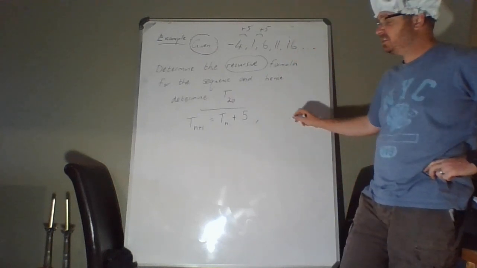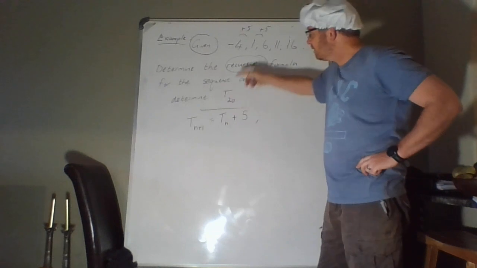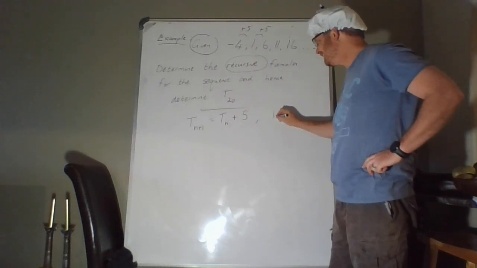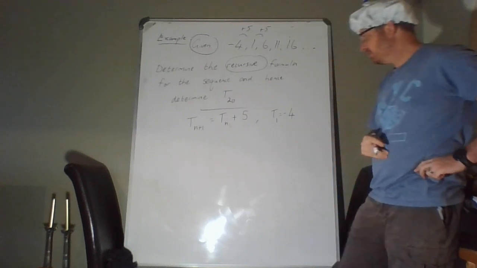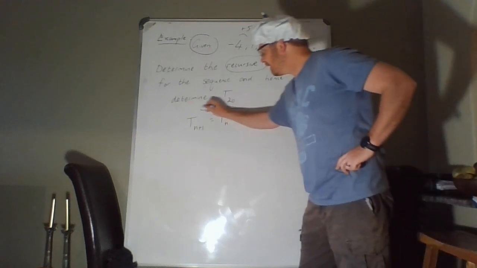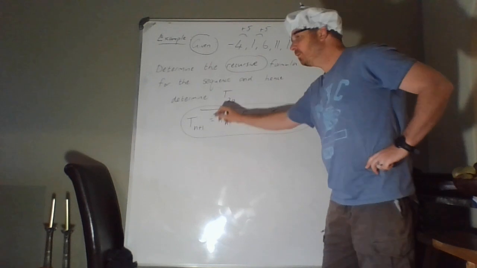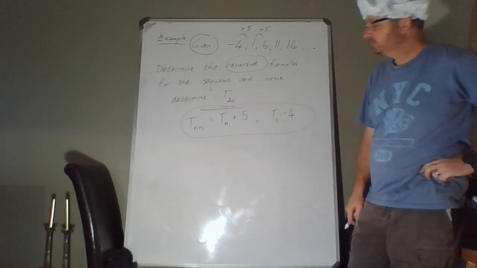You're not done because that couldn't generate. If I just gave you that, you wouldn't know where to start. So you always have to say what term 1 is, and in this case, term 1 is equal to negative 4. So those two things combined make up your recursive formula.